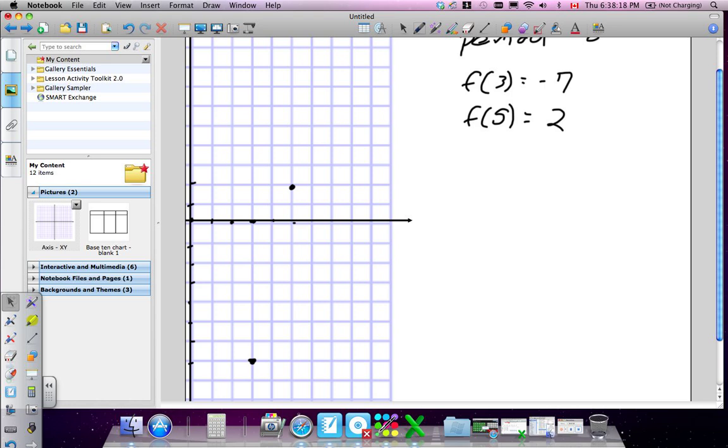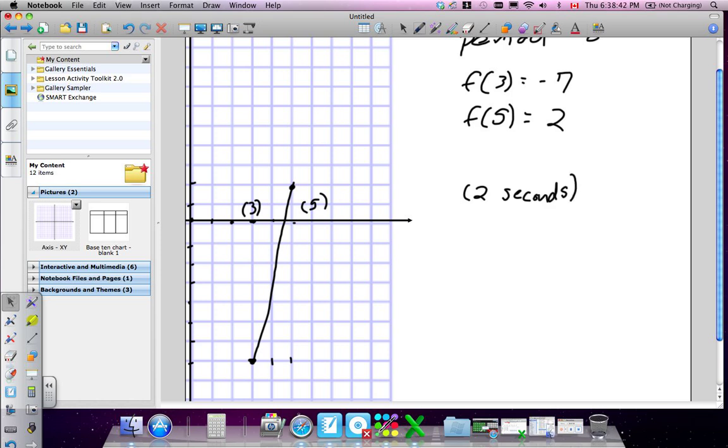So far, the only information we have is between the times of 3 and 5. So that distance it moves, that's in 2 seconds. So we know that in 2 seconds.